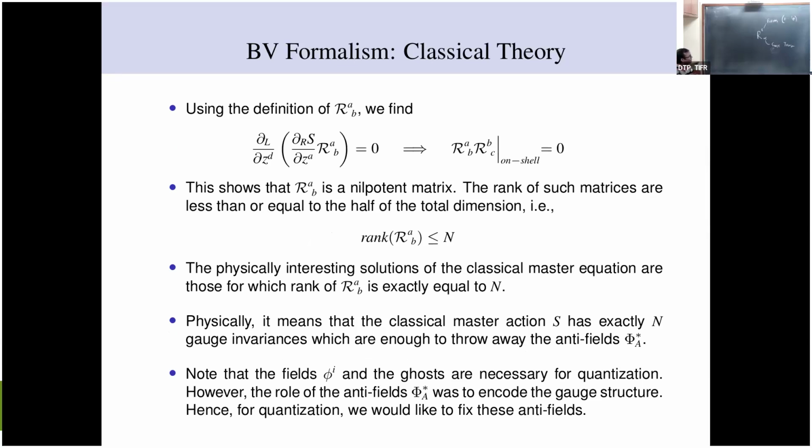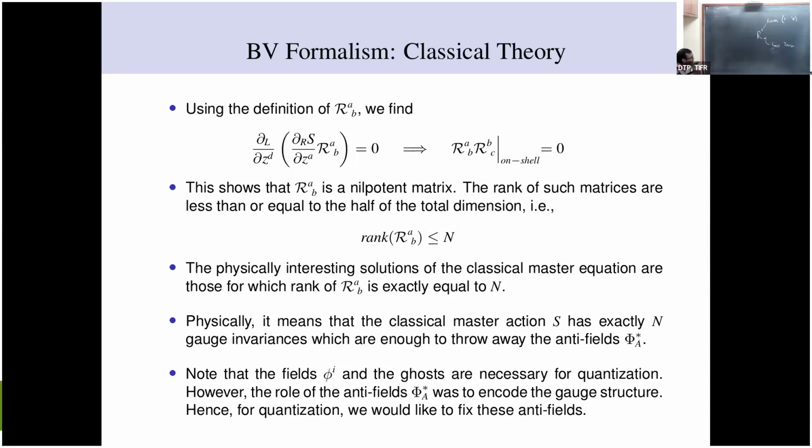Okay. So since this R^A_B is a nilpotent matrix, from linear algebra we know that the rank of these nilpotent matrices should be less than or equal to half of the total dimension. So the rank of this R^A_B must be less than or equal to n. And the physically interesting solutions of these classical master equations are those for which the rank of R^A_B is exactly equal to n. Physically, what it means is that the classical master action S has exactly n gauge redundancies, which are enough to throw away these antifields phi star.